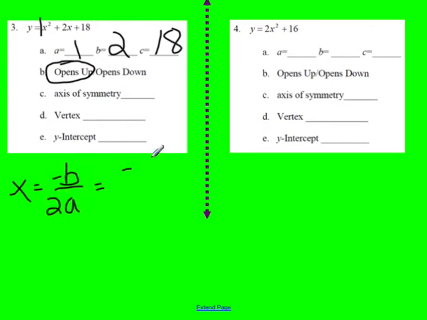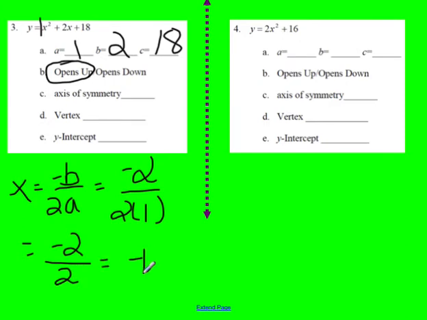So now we're going to do opposite of b over 2a. So that's going to become -2 divided by 2. You always want to simplify the bottom before you divide. -2 divided by 2 is -1. So your axis of symmetry is -1. And then the x-coordinate of your vertex is -1.